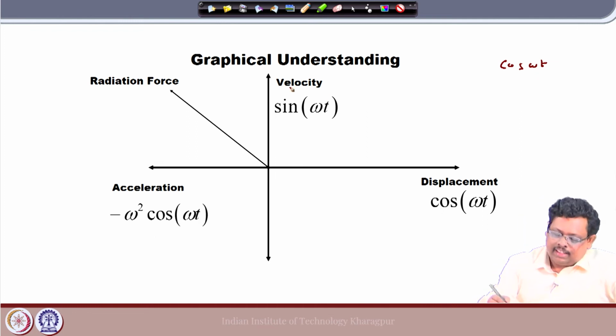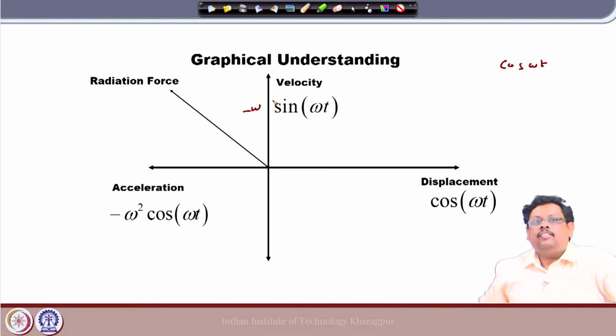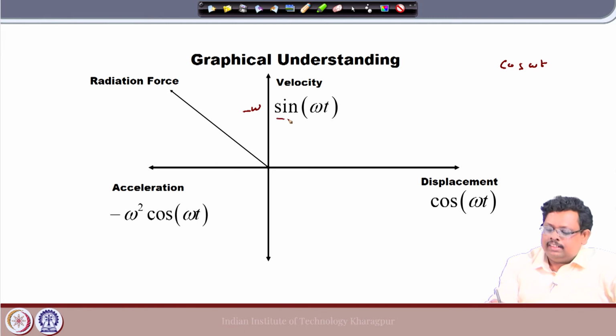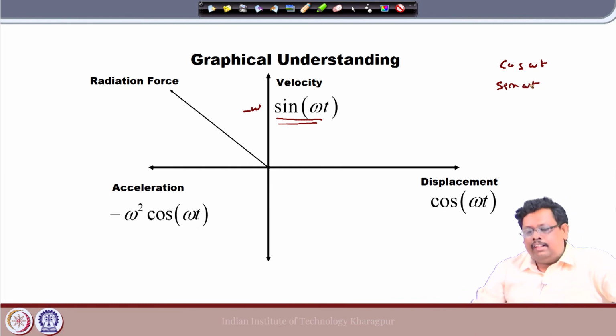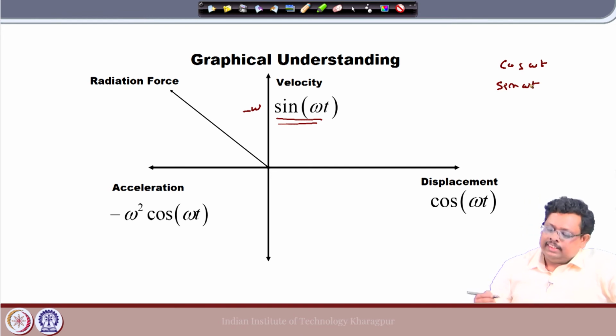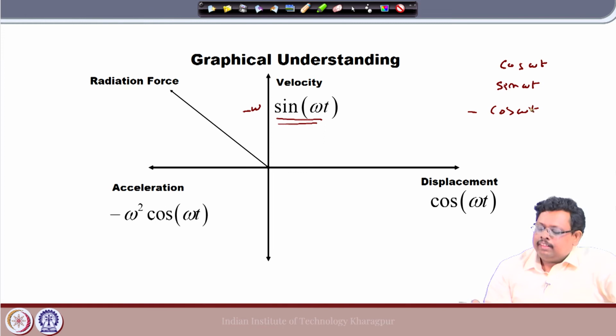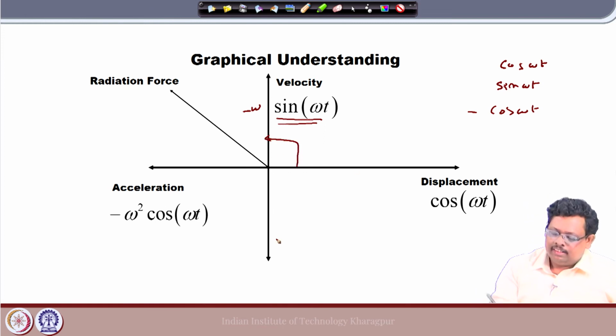I should write a minus omega here to make it more correct, but I am only interested in the sin and cos terms. So then the velocity is with sin omega t, and if you differentiate further, which gives the acceleration component, it is again a minus of cos omega t. Now, what is happening? Everything has a 90-degree phase lag, right.